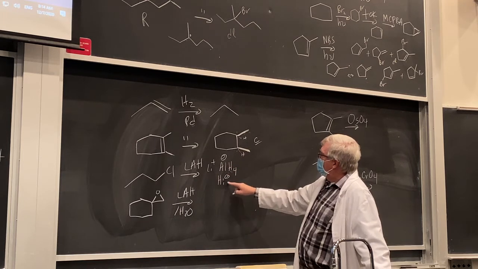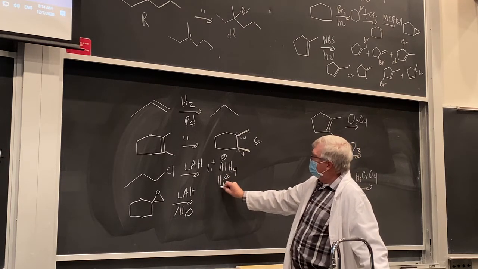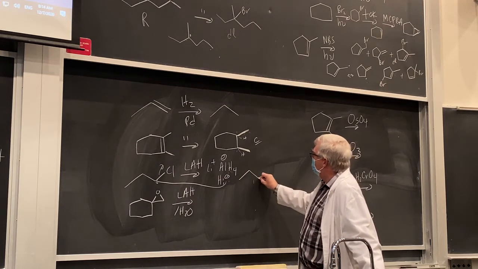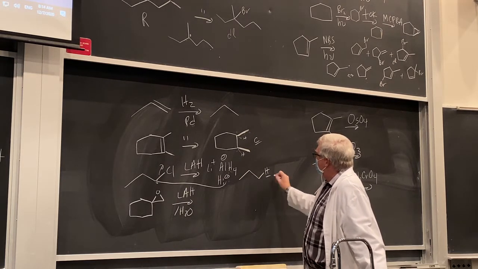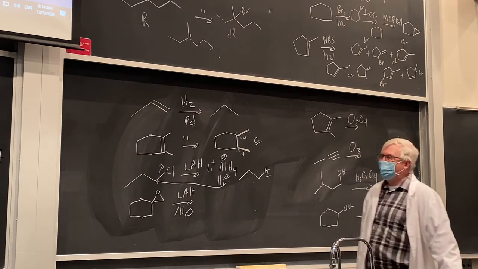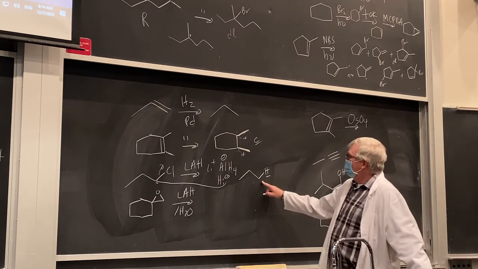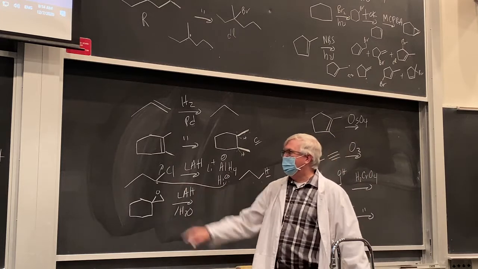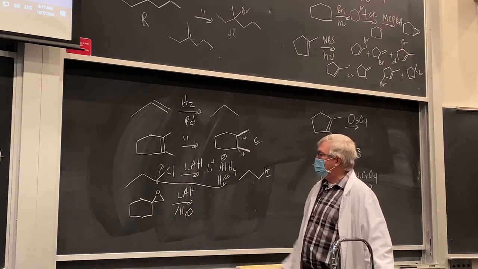So one of these can come off as H minus, right? You can think of that as what? A nucleophile. So here we get the alkane again. Okay. Not really a useful reaction. Alkane's a simpler compound than an alkyl chloride, but it shows the reactivity of LAH.